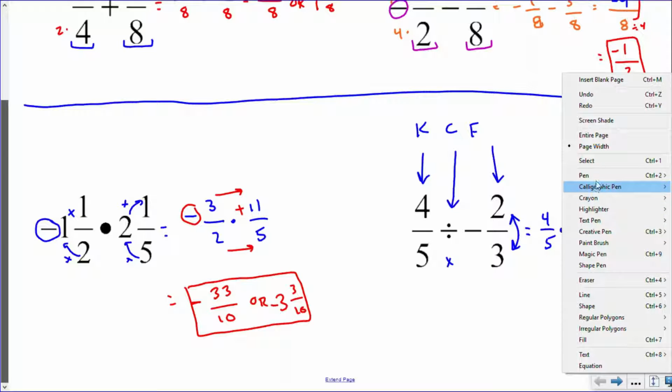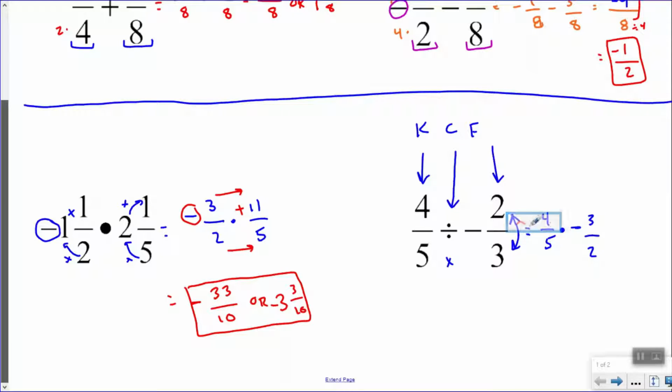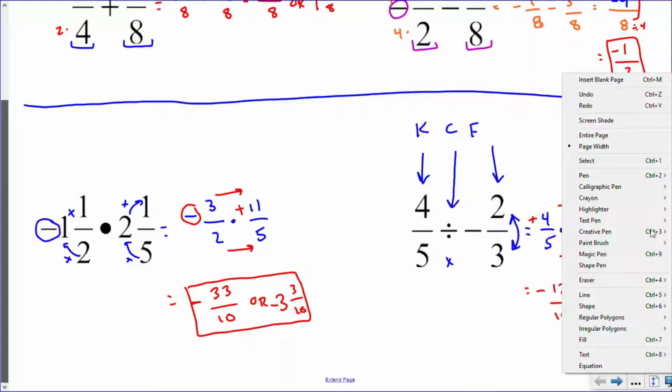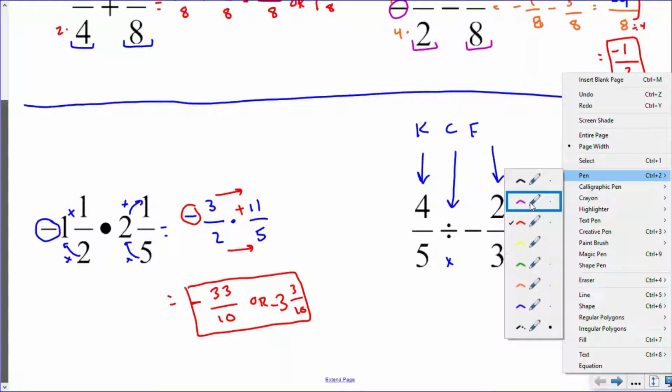Alright, so we're looking at two fractions. We have one positive and one negative, so I know that my answer is going to be a negative value. And now, just like we did before, we multiply horizontally. So 4 times 3 is 12, and 5 times 2 is 10. Except, unlike last time, now we can simplify this fraction.